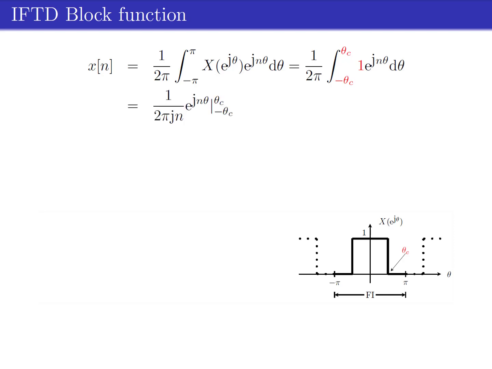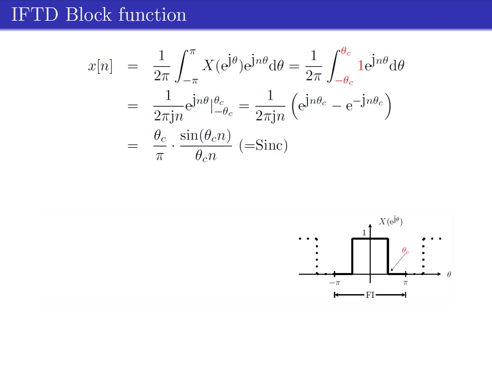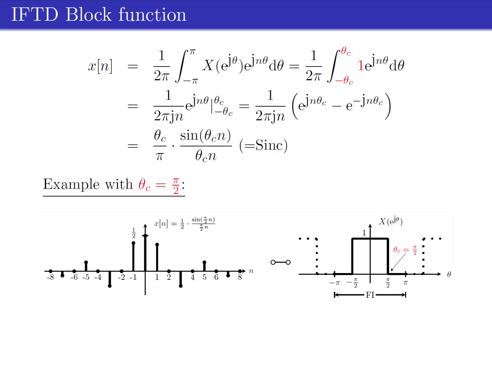Changing the function variable theta of the integral into j n theta leads to the given equation. Using the boundaries and Euler results in an expression which behaves as a sinc function. For theta c is pi over 2, the inverse FTD result is given in the plot. The result is a sinc function which is infinitely long, and the samples are 0 for all even values of the time index except for n is 0.